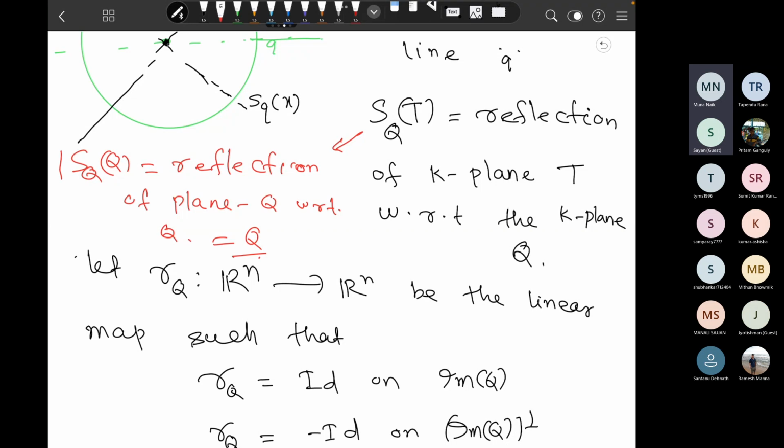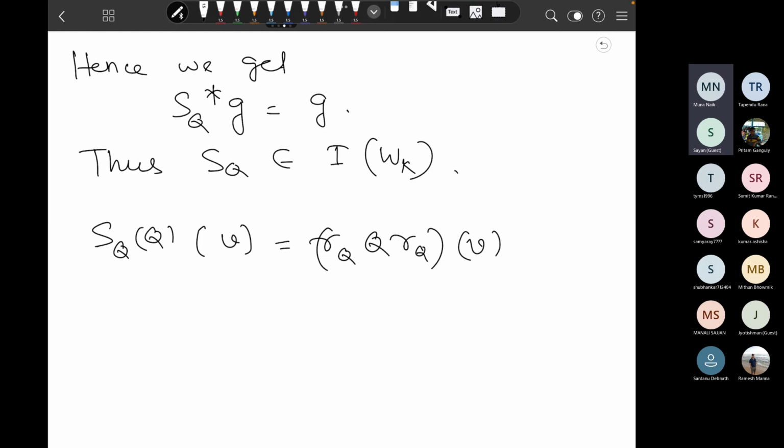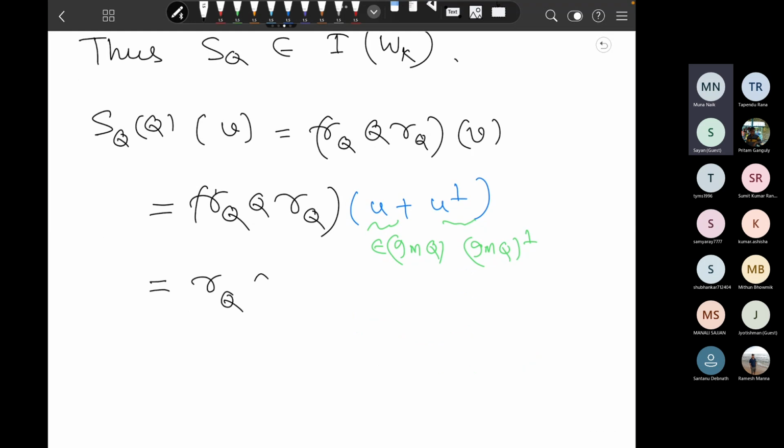But some of you may not really like it, so I will prove it in a very rigorous way. Even to me, the geometrical proof is also fine. So what is SQ q of v? This is RQ q RQ of v by definition. Now you can write v as u plus u perp, where u belongs to the image of q and u perp belongs to the image of q perp. So by definition RQ of q is u minus u perp.